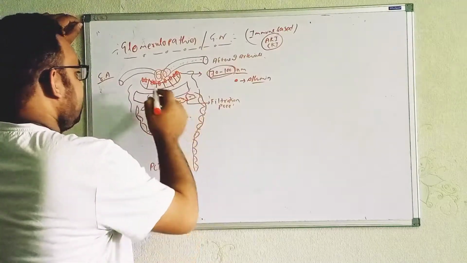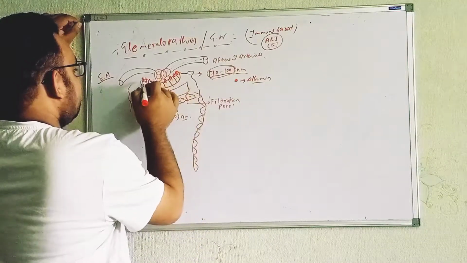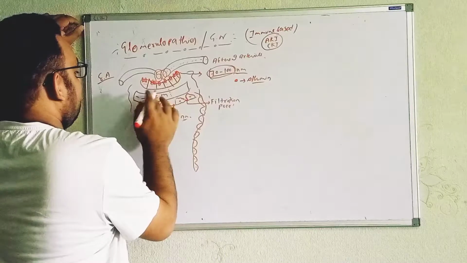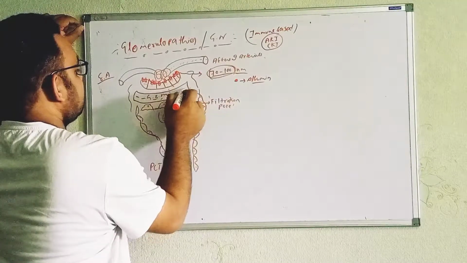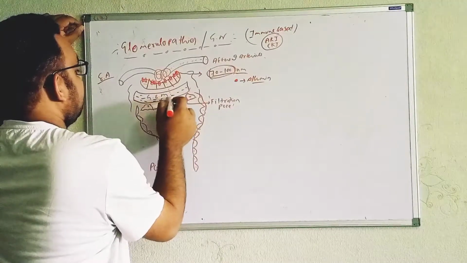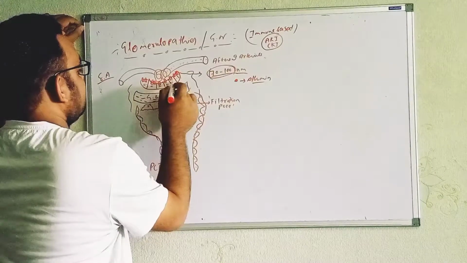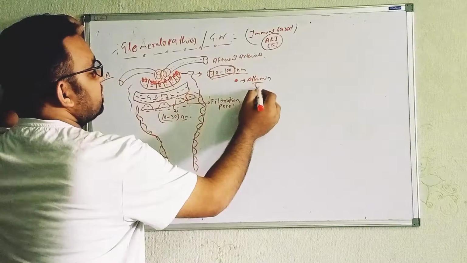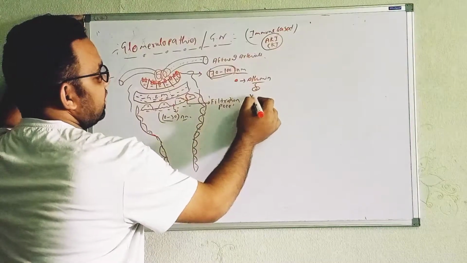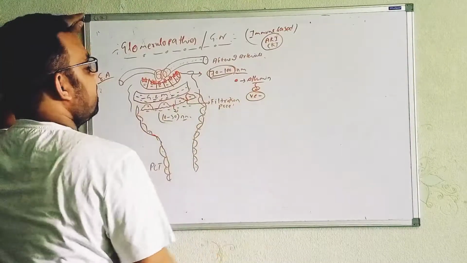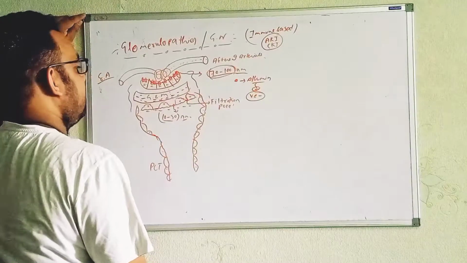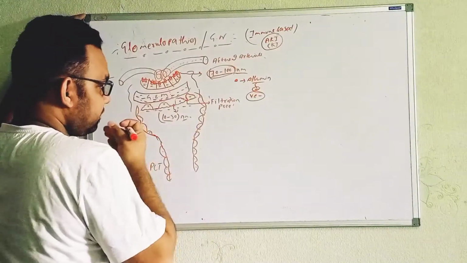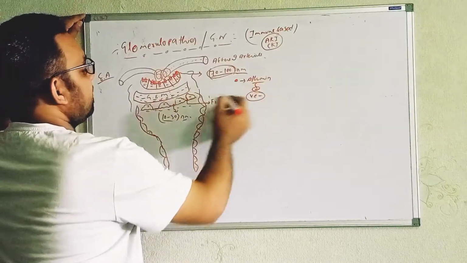We know that all the layers we are seeing here, this endothelial cell layer, this glomerular membrane, all the layers are negatively charged. This is also negatively charged, and the podocyte as well. And you know that albumin is also negatively charged in nature. And the negative will do repulsion for each other. So as a result, this albumin will not be able to pass through these regions.